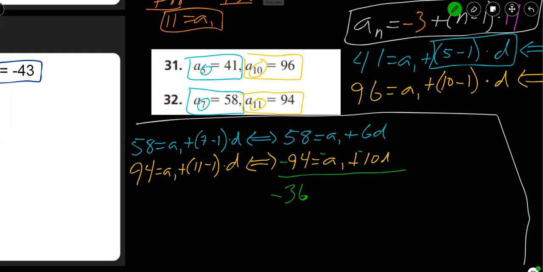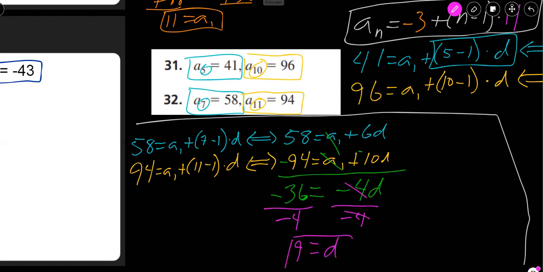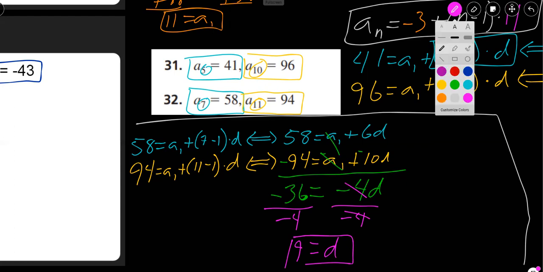Okay, so negative 36. A1 and negative A1 cancel, 6 minus 10 is going to give me negative 4d. And then divide by negative 4 on both sides. Hopefully you see this, and it's very quick. You get 9 equals d. So that's my first value. I need now to get my second value.